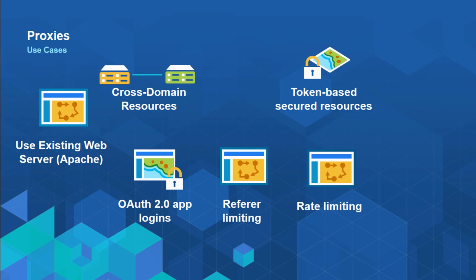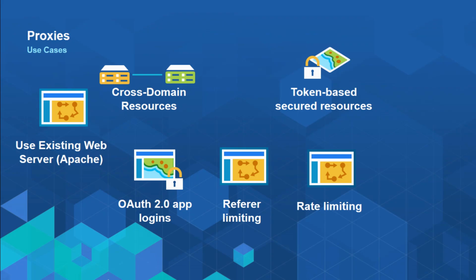The proxy allows you to do rate limiting and referrer limiting, both of which are very useful if you have secure content that you want to make sure is only available through one or more applications. This lets you limit how many requests get sent to your geocode server or your routing server, or a map service, as well as limit which referrers are allowed to send requests to that app or to that service.